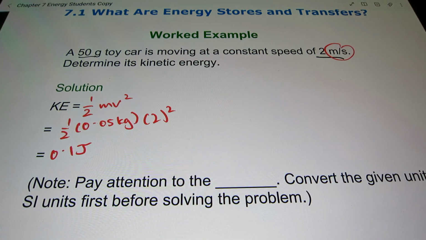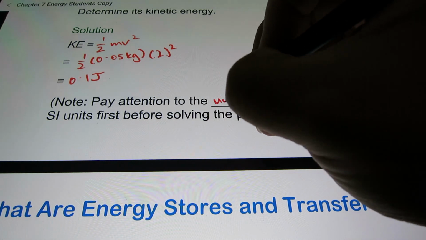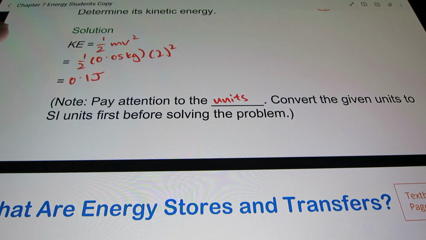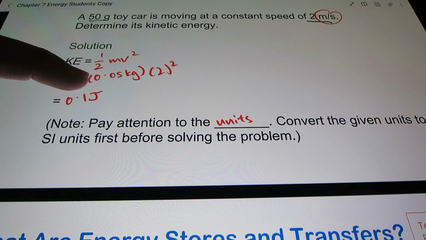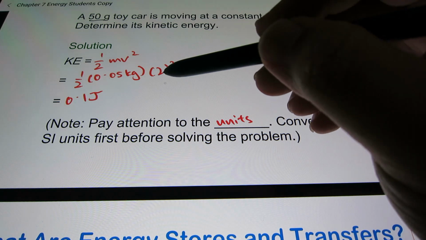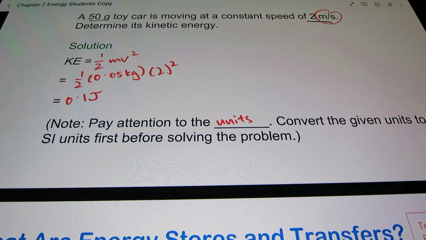Now, it is important that you pay attention to the units, because the units will determine whether you get it wrong or right. A lot of students will end up not converting to kilograms before the calculation, or if the units were given in kilometers per hour, they don't change it to meters per second before the calculation.